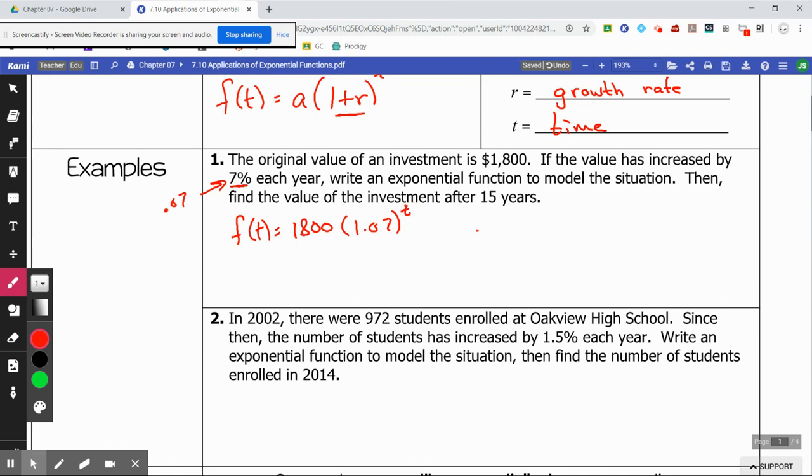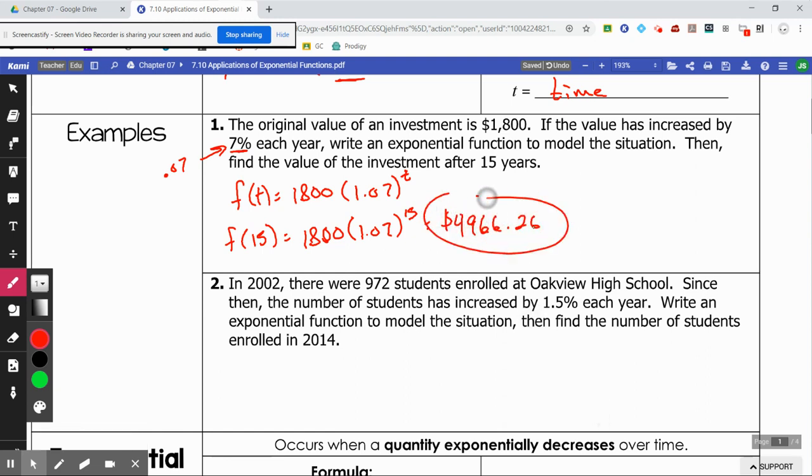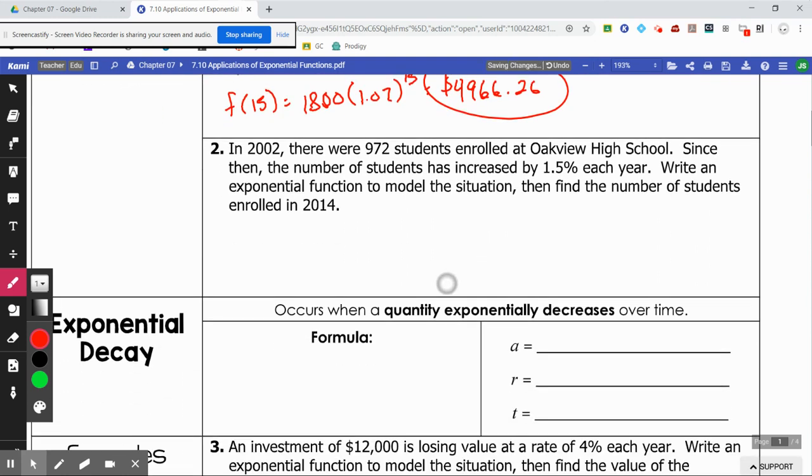After 1 year, it would be 18,000 times 1.07 would be how big it is. After 2 years, you're going to multiply by 1.07 twice. So if that's my function, then find the value of the investment after 15 years. So we're finding f of 15. So that'd be 18,000 times 1.07. We're going to multiply by 1.07 15 times, and that's going to give us $4,966.26.